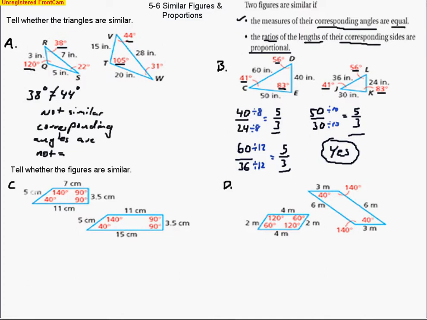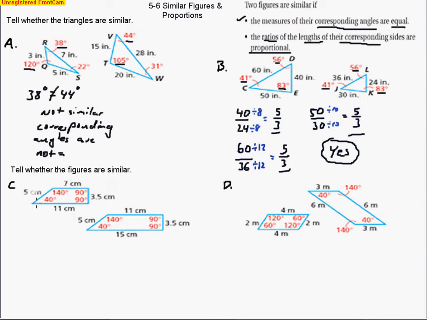Well, we've got two other problems. These two figures are not triangles, but that's okay. What we do is we take a look at the angles first. That's always the best thing to do. 140, 140, 90, 90, 40, 40, 90, 90. Okay, all the angles are equal. Corresponding angles are equal. So let's take a look at the sides.